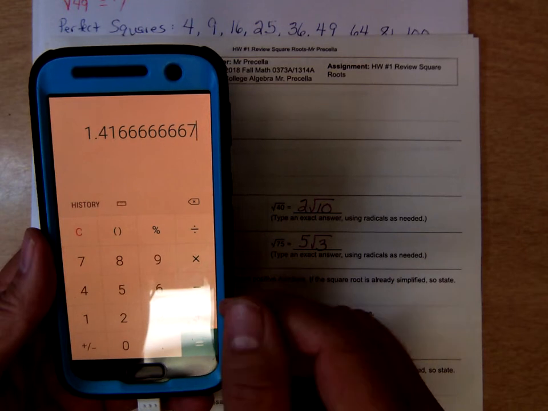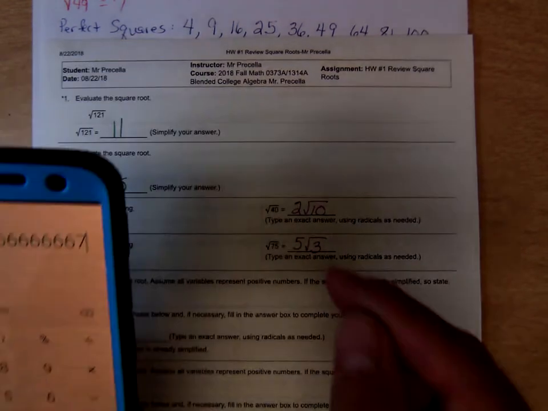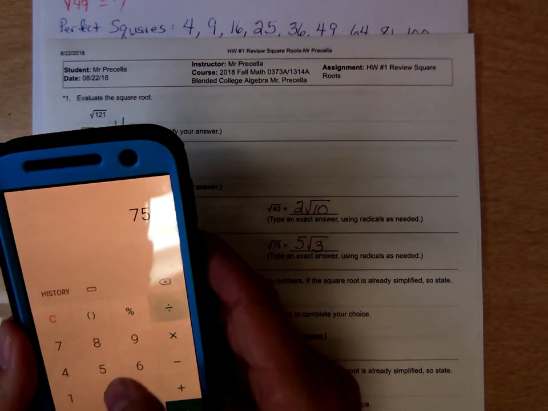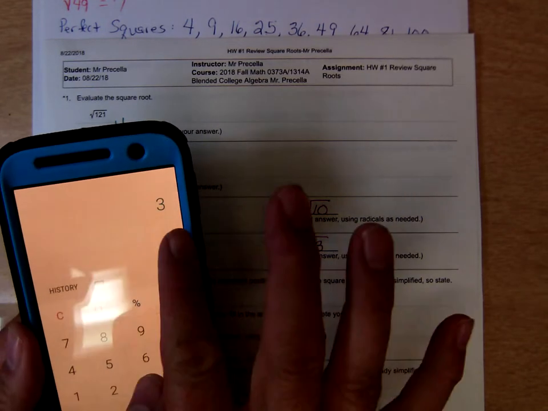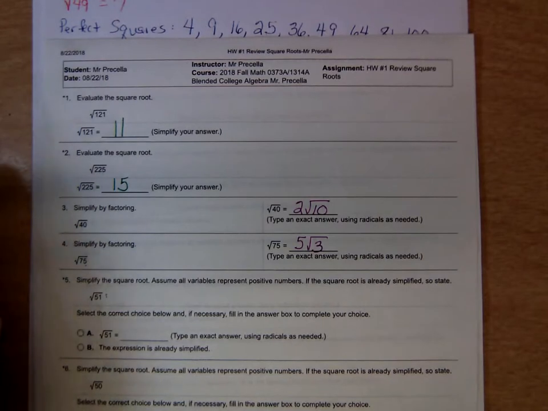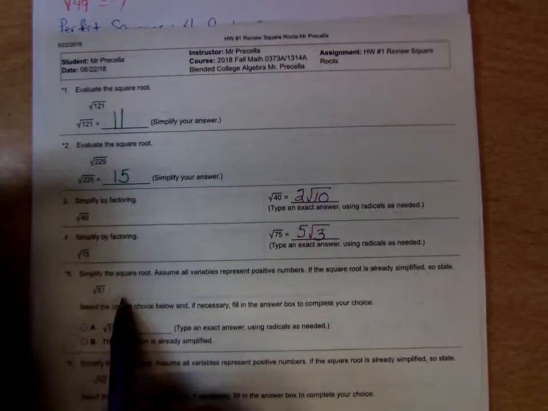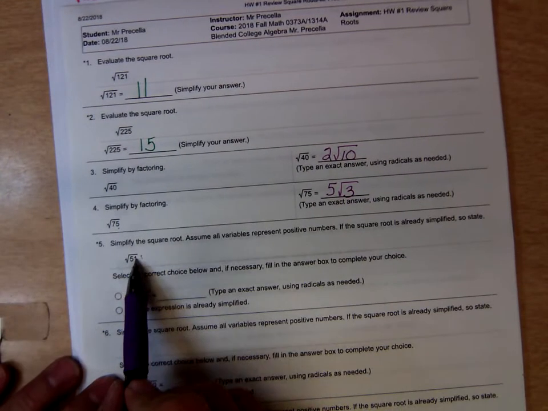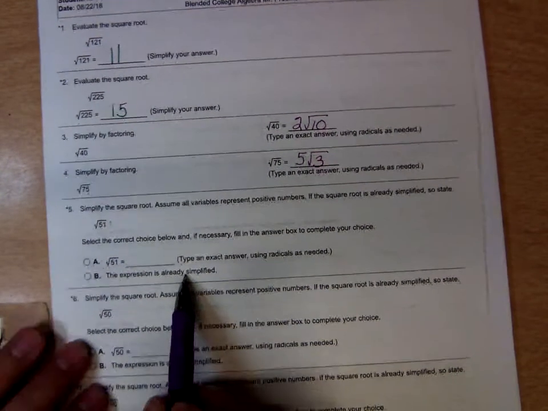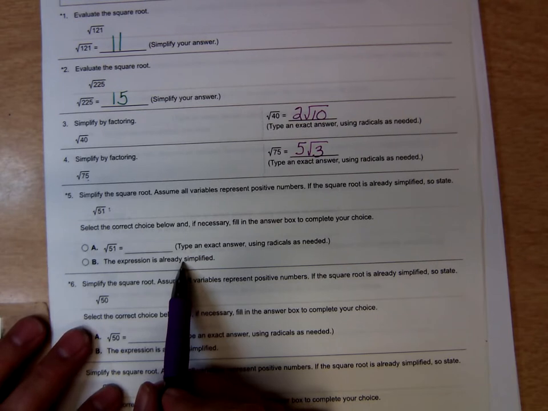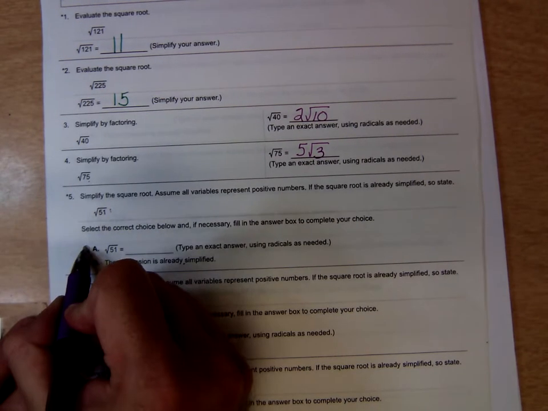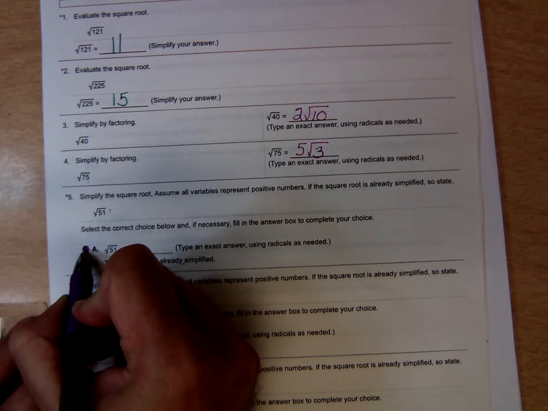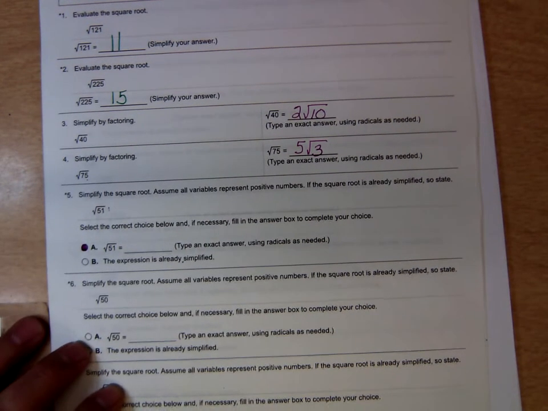If I get one that gives me an integer, like 75 here, when I went 75 divided by 25, notice I don't get a decimal number, 25 times 3. But for this 51, square root of 51, it's already simplified. You can't simplify that anymore. Okay? So the square root of 51 is as simplified as it's going to go.